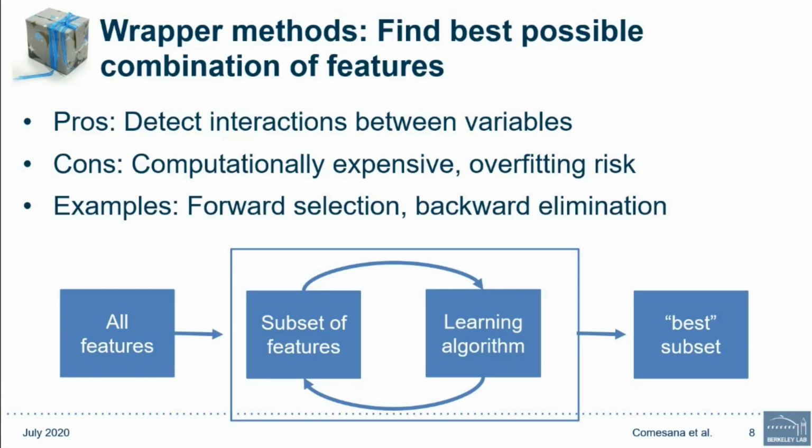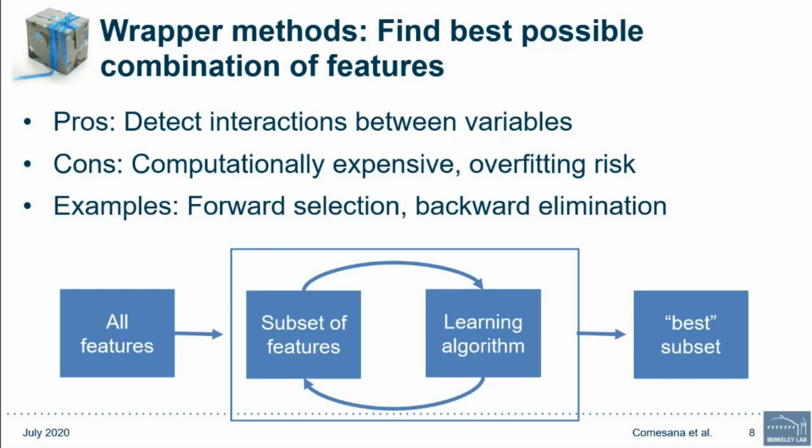Next, we have wrapper methods. These methods evaluate each subset of features based on the quality of the performance of a given algorithm, and they aim to find the best possible subset of features. They tend to perform better in selecting features because they detect interaction between variables and most directly optimize prediction performance. But they can be very expensive, and this is going to become more apparent as the feature space grows.